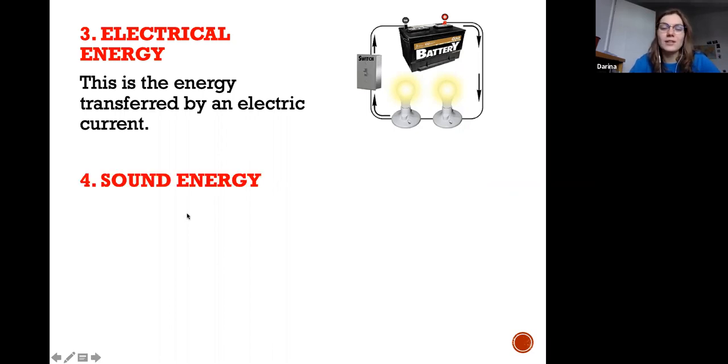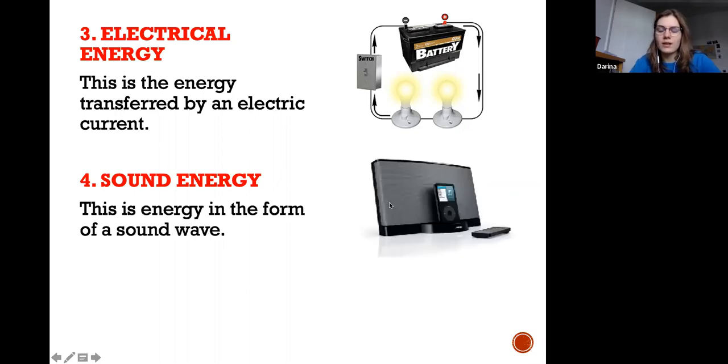Okay, so we've got electrical energy, we've got sound energy. This is when we have energy in the form of a sound wave. So you mentioned 4 types there, just as examples. Can anyone think of any other types of energy? So we've got thermal, light, electrical, sound. Any other types of energy that anyone can think of? Any ideas?